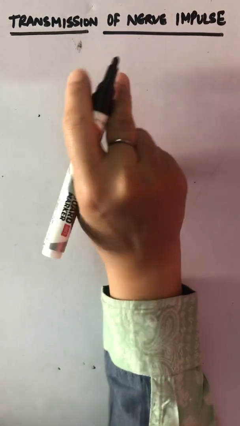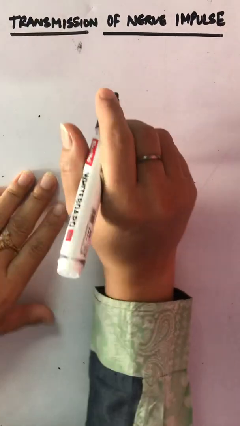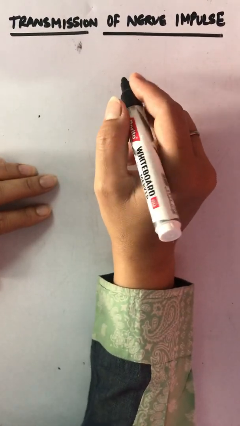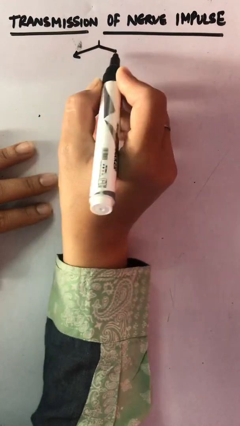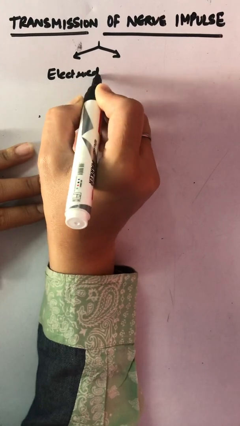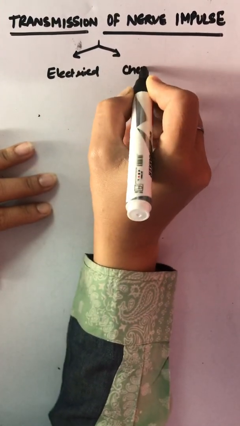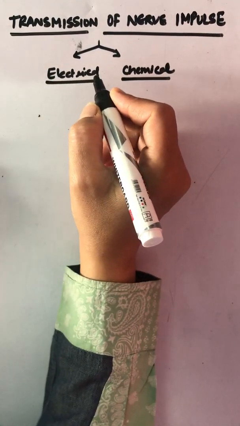Now moving to transmission of nerve impulse. We have understood how it got generated and conducted. There are two types of synapses basically. One is electrical, another one is chemical. What is the basic difference?